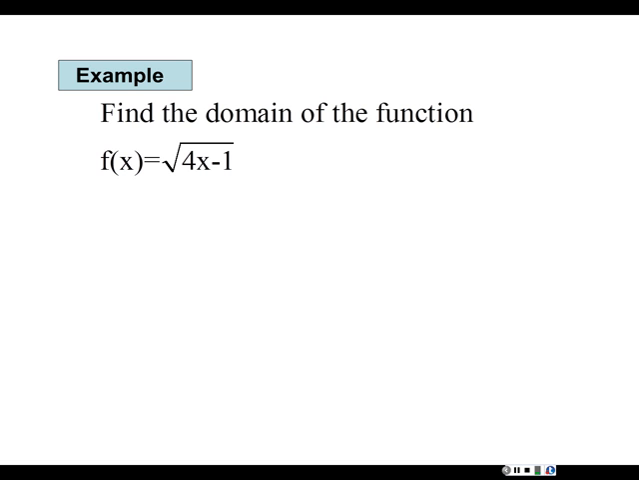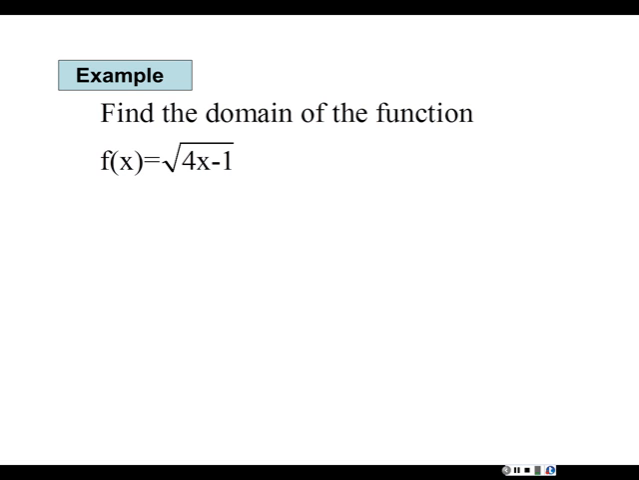You are going to check for which value of x your 4x minus 1 is going to be greater than or equal to 0. Because for this we are trying to include, everything else will be excluded. Because we don't want any value of x for which 4x minus 1 becomes negative, right? Because if 4x minus 1 is negative, we cannot take a square root of a negative number and get a real number.